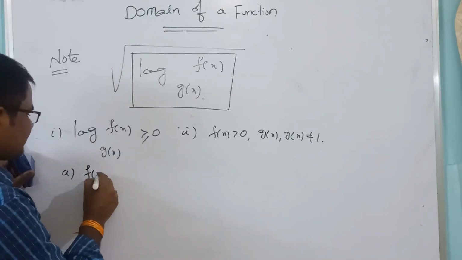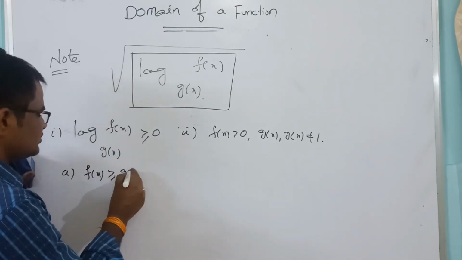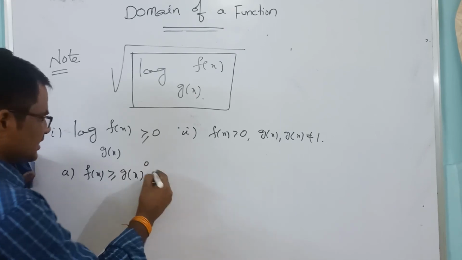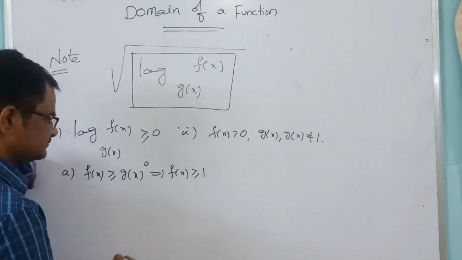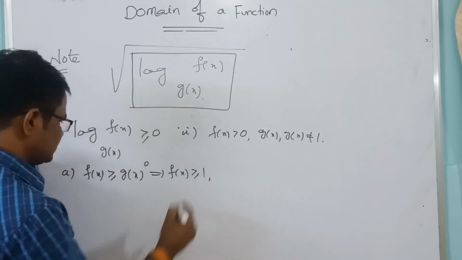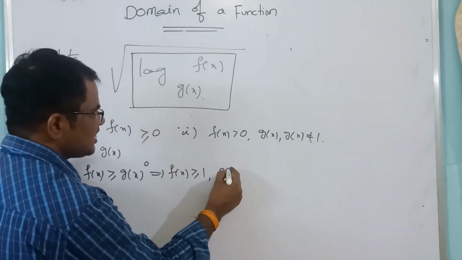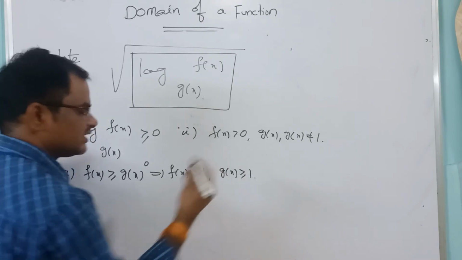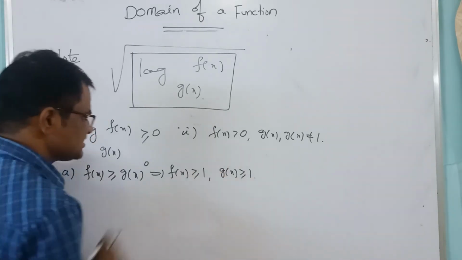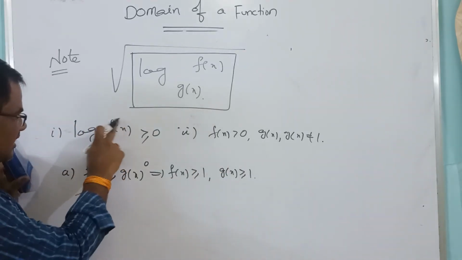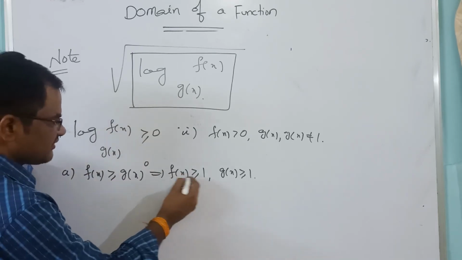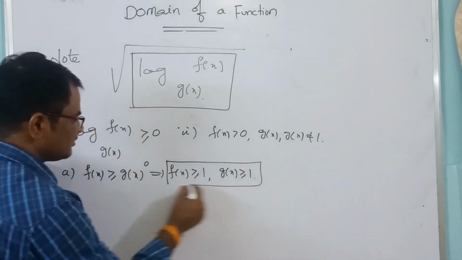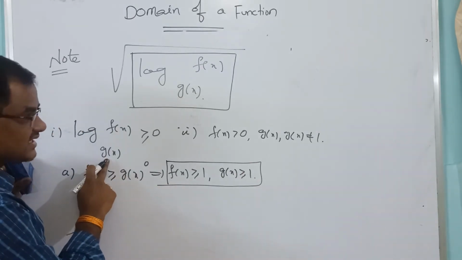Suppose f of x is greater than or equal to g of x whole power 0, that implies f of x is greater than or equal to 1, when g of x is greater than or equal to 1, right? If g of x is greater than or equal to 1, then f of x greater than or equal to g of x whole power 0 implies f of x greater than or equal to 1.